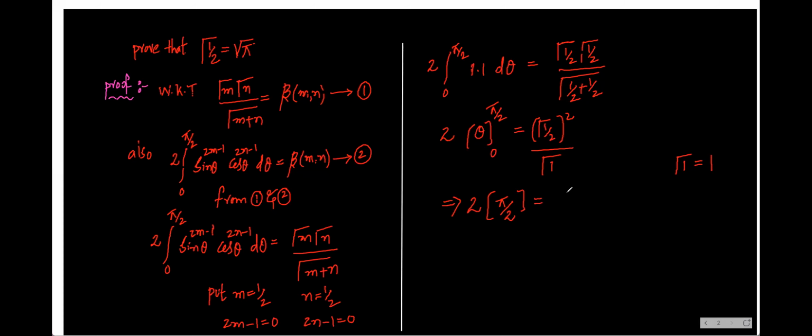So this is gamma of 1 by 2 whole square. This 2 and this 2 will cancel out. The square we bring to the other side and it becomes a root. Root pi is equal to gamma of 1 by 2. We proved the 6th property of gamma function and this is completed.